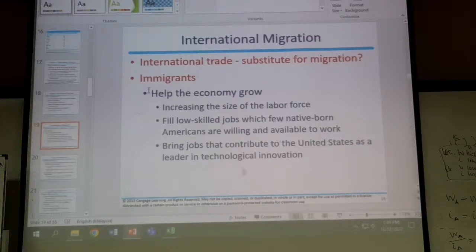Trade is a substitute for migration. Immigrants help the economy grow, increasing the size of the labor force, filling low-skilled jobs that few native-born Americans are willing and available to work, and bringing jobs that contribute to the United States as a leader in technological innovation. Yes. Trade is similar to immigration. We assume no immigration. This is the robustness, the magic of trade.